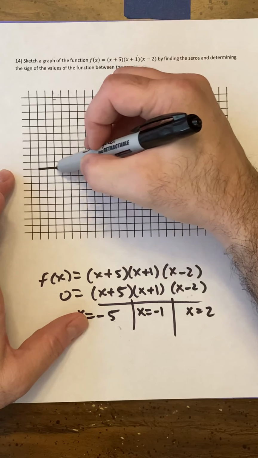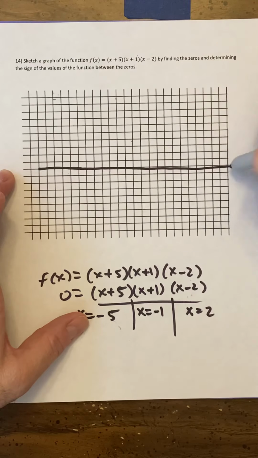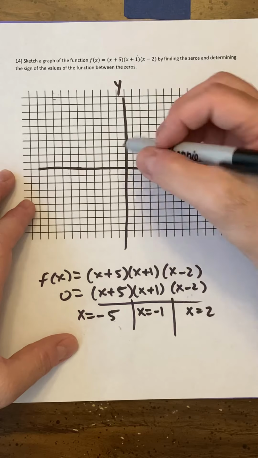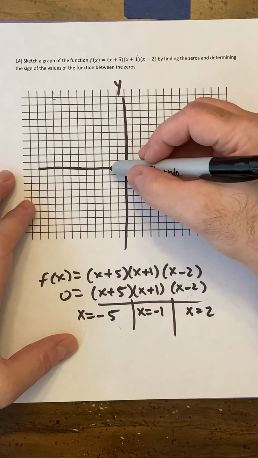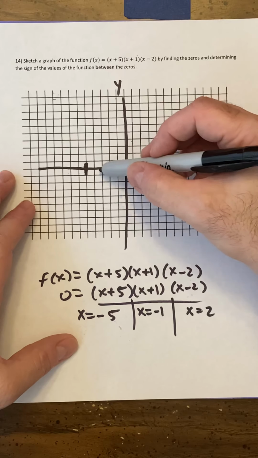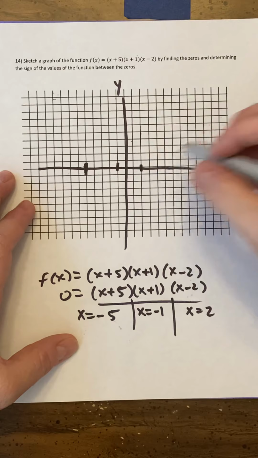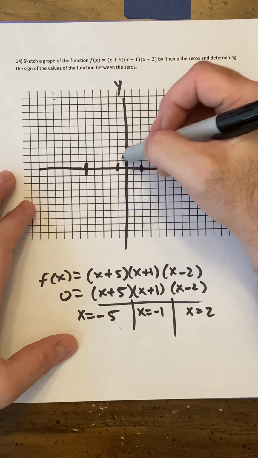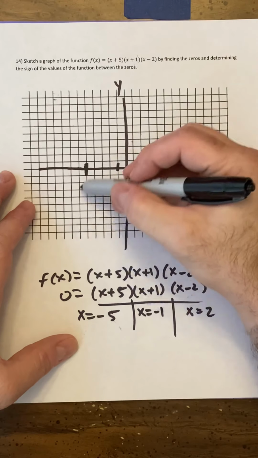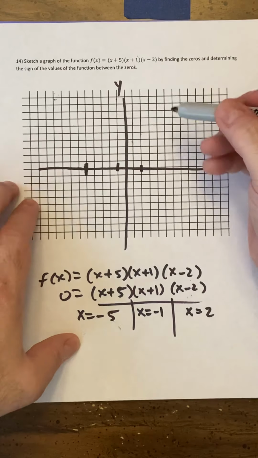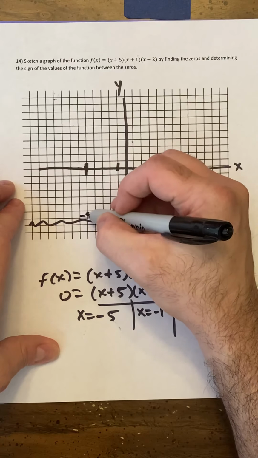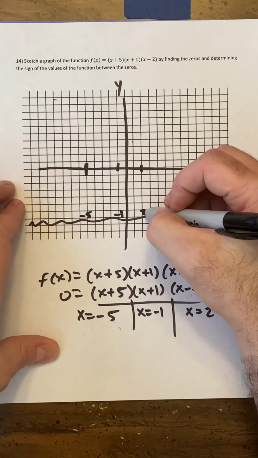So on my graph, I'm going to set up an x and y axis here. We got -1, not a turning point, an x-intercept. -5, and at +2. Okay, so we're going to have intercepts there. We just have to know if it's going to go down, down, or if it's going to go up, down, up. Let's investigate. This was -5, this was -1, and this was +2.